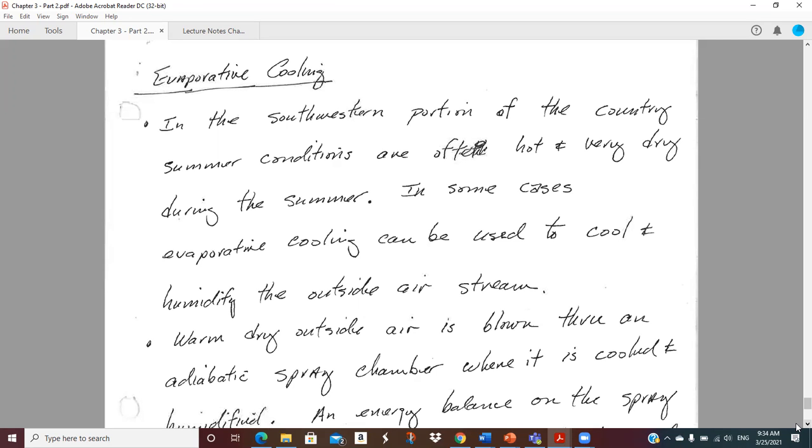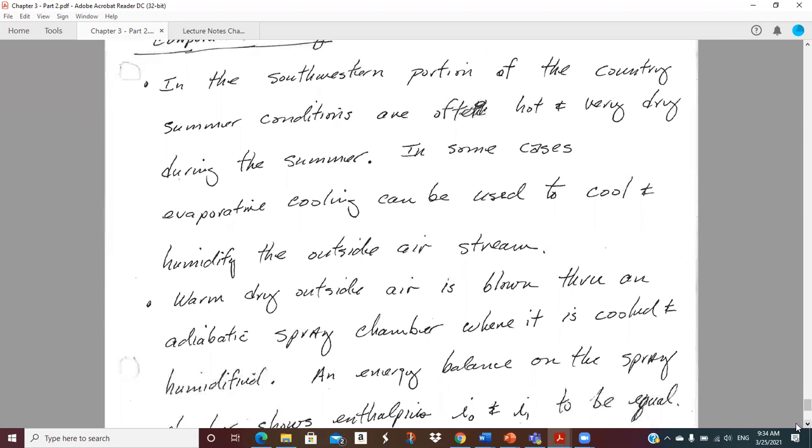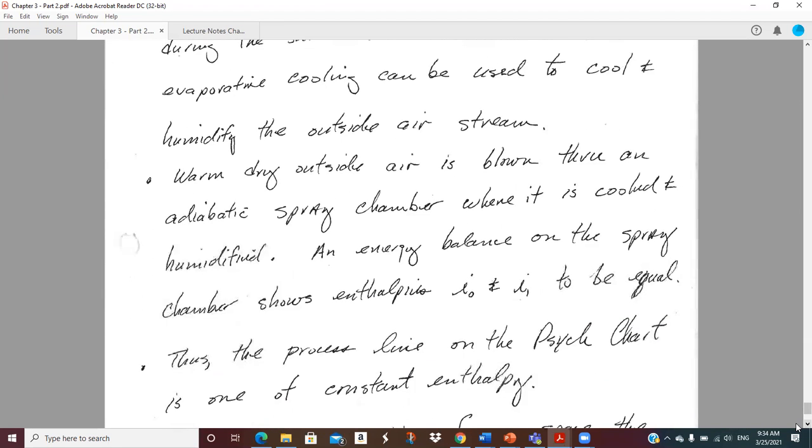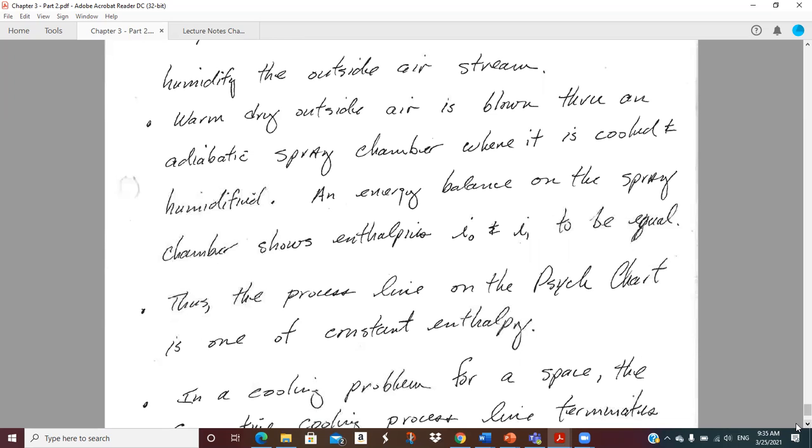Okay, so let me read my notes here, and then I've probably already said most of this. Southwest portion of the country, conditions are often hot, very dry during the summer. In some cases, evaporative cooling can be used to cool and humidify the outside airstream, which then conditions the space. Warm, dry outside air is blown through an adiabatic spray chamber. Well, that's the fancy engineering term.